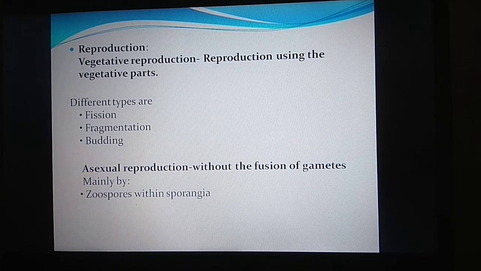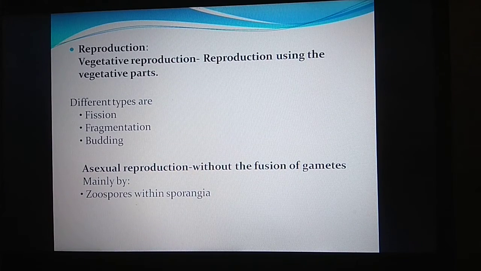Then the reproduction which is seen in the algae is mainly vegetative reproduction. Vegetative reproduction is the reproduction using the vegetative parts, and that is mainly fission, fragmentation and budding. What happens in fission? When the cell is divided into various parts, each part develops into a new organism. Okay, the same happens in the fragmentation. When the plant body is divided into various segments, each segment grows into a new individual. And in the budding case, small buds arise from the plant which detach from the plant body and form the new organism.